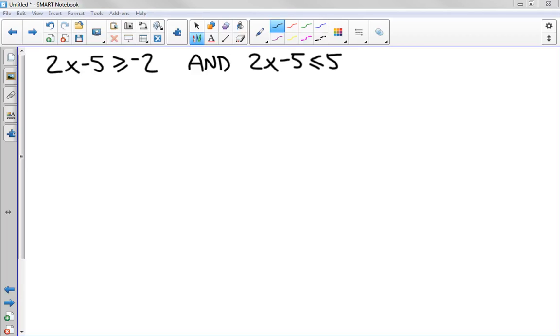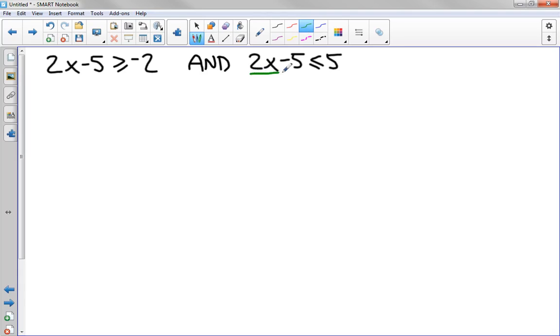Everyone, this is a follow-up to my last video where we solved a compound inequality using the word or. This time we're going to solve a compound inequality using the word and. Now there's a little preliminary work here because mathematicians are lazy.